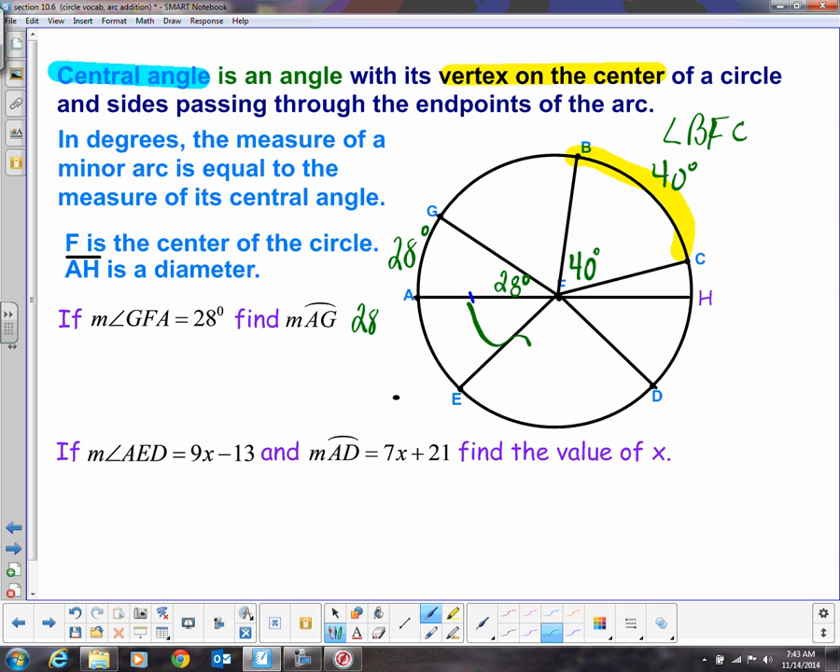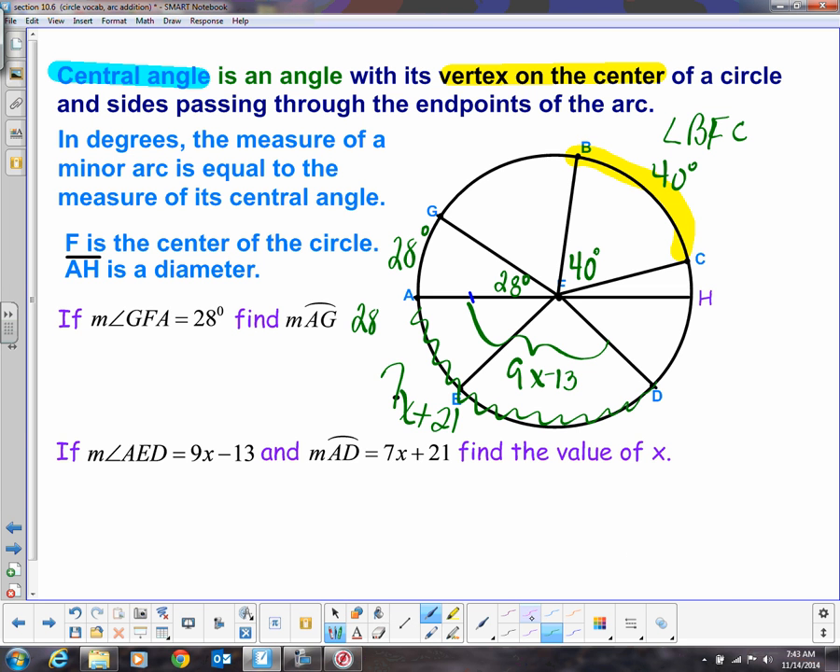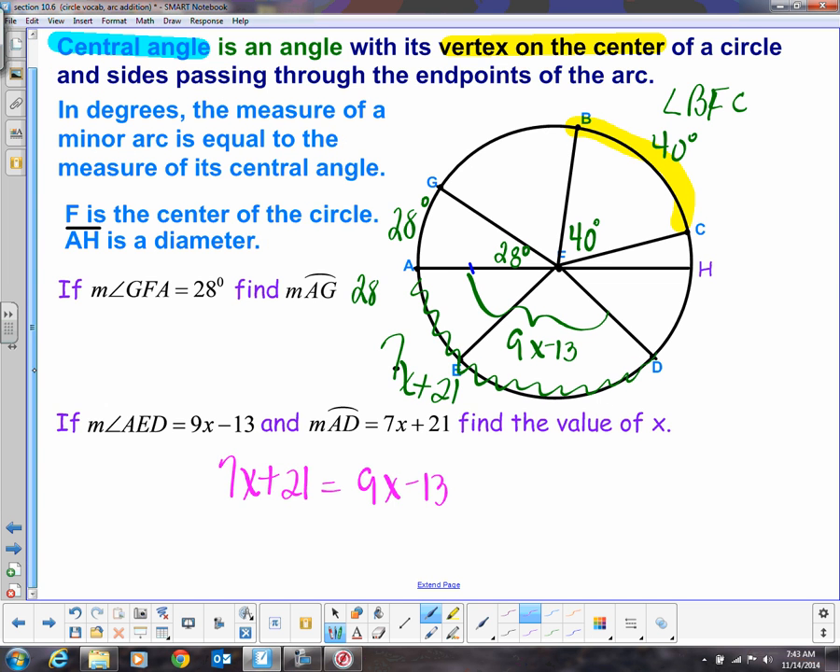If the measure of this whole angle is 9x minus 13, and the measure of arc AD from here all the way over to here is 7x plus 21, what equation do you think we're going to write, Travis? Excellent. Because the measure of a minor arc is equal to the measure of its central angle.